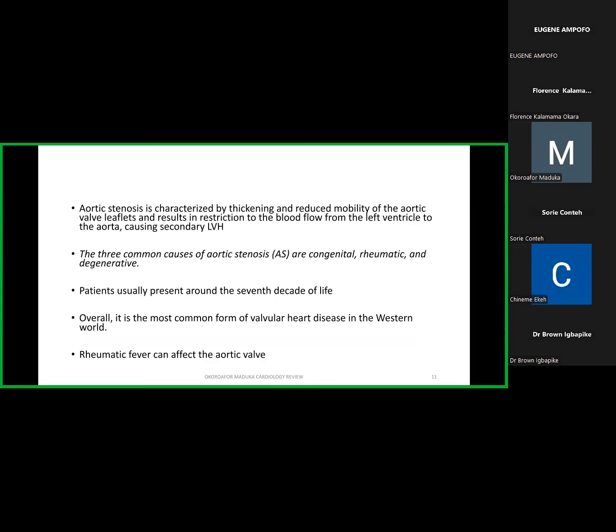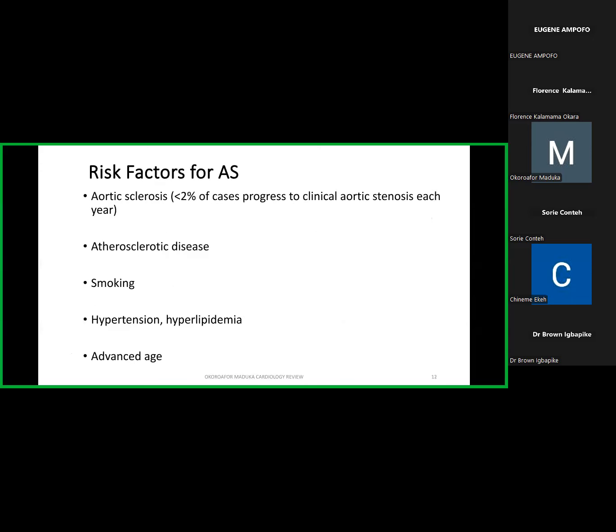3 common causes of aortic stenosis are recognized. It could be congenital, it could be rheumatic, it could be degenerative. Patients usually present around the 7th decade of life. Overall, it is the most common form of valvular heart disease in the Western world. Rheumatic fever can affect the aortic valve also.